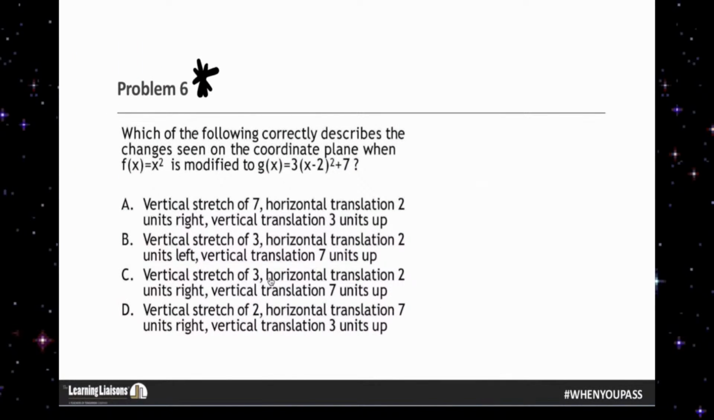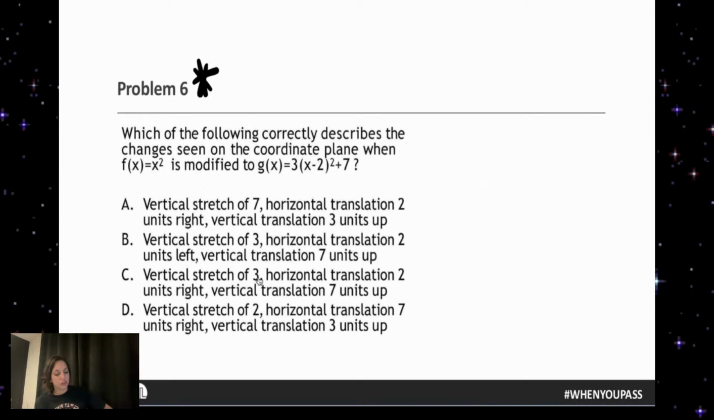Which of the following correctly describes the changes seen on the coordinate plane when f of x equals x squared is modified to g of x equals 3 parentheses x minus 2 squared plus 7? A: Vertical stretch of 7, horizontal translation 2 units right, vertical translation 3 units up. B: Vertical stretch of 3, horizontal translation 2 units left, vertical translation 7 units up. C: Vertical stretch 3, horizontal 2 right, vertical 7 up. D: Vertical stretch 2, horizontal translation 7 right, vertical translation 3 up.